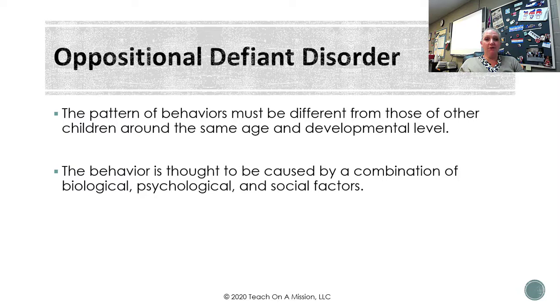The pattern of behaviors must be different from those of other children around the same age and developmental level. So there are acceptable behaviors that are seen as kind of defiant, that are misbehavior. So what is not acceptable for this age? The behavior is thought to be caused by a combination of biological, psychological, and social factors. So there's a lot going on within this disorder.